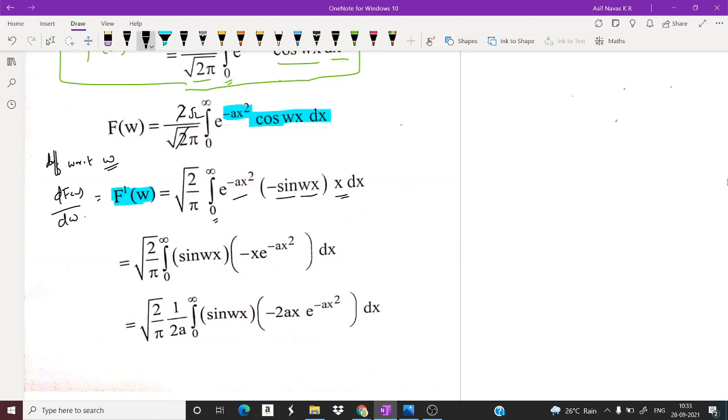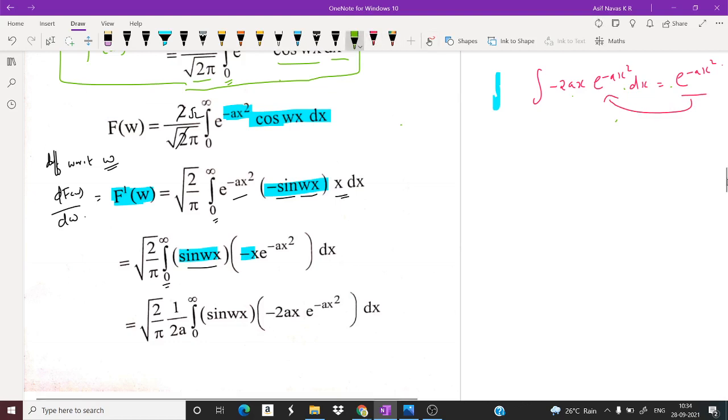And this is equal to square root of 2 by pi integral from 0 to infinity of sin omega x, and I am rewriting the first term as sin omega x into minus x into e raised to minus ax square. And we know that the integral of minus 2ax e raised to minus ax square dx is e raised to minus ax square, because the derivative of this is the integrand of this integral. So for that I want minus 2a here, so I am multiplying with 1 by 2a: integral from 0 to infinity sin omega x times minus 2ax e raised to minus ax square.